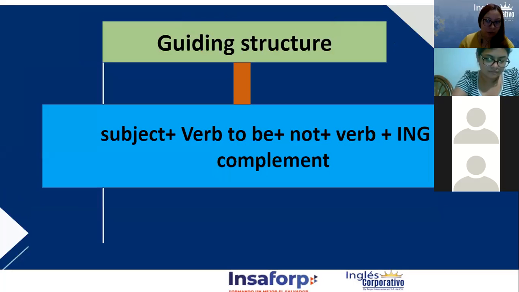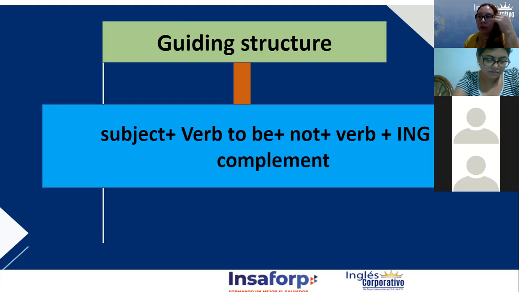Si se acuerdan, cuando iniciamos a hablar, les mostraba los escenarios en los que ocupamos presente progresivo. Uno de los escenarios, como el más común, es para hablar de cosas que están pasando en este momento, ¿verdad? Preguntábamos, is your mother cooking right now? Are you paying attention in the class? Por eso se llama presente progresivo.